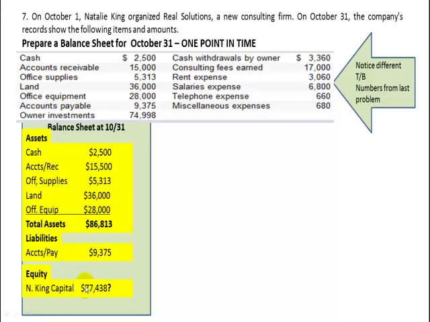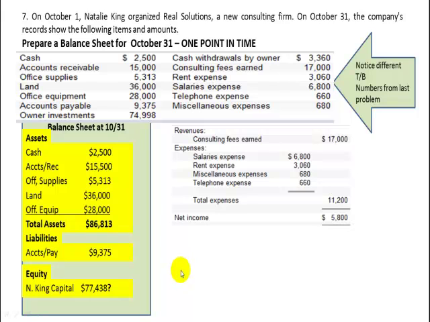Let's see. I just went ahead and took the shortcut. Looks like the equity at, excuse me, at October 31st was $77,438. And notice this is not up here. We have owner's investments of $74,998. We got cash withdrawal. We got consulting revenue. We got all these different accounts up here. And I just out of the blue gave you this $77,438. Well, where'd that come from?